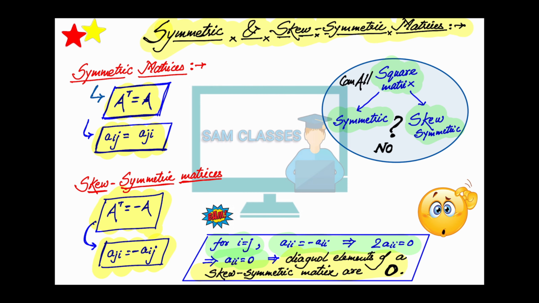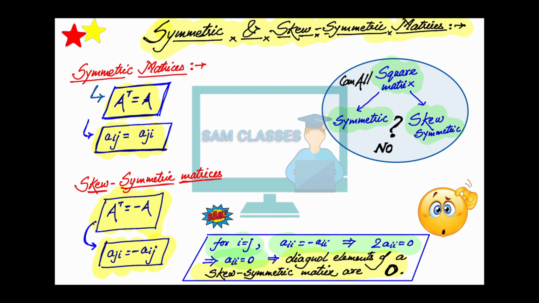Now one very important question, students. Is every square matrix either symmetric or skew symmetric? If they give you this small question, what are you going to say? No. The answer is no. Why? Because there will be a matrix like 1, 2, 3, 4. It is a square matrix, because the number of rows and columns is the same, but it is neither symmetric nor skew symmetric. So there are square matrices which are neither symmetric nor skew symmetric.